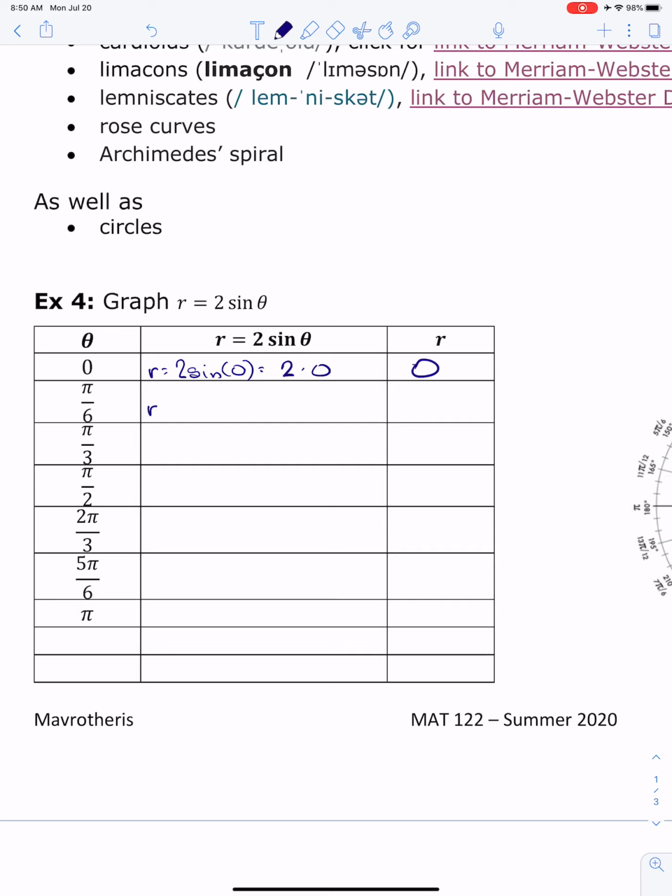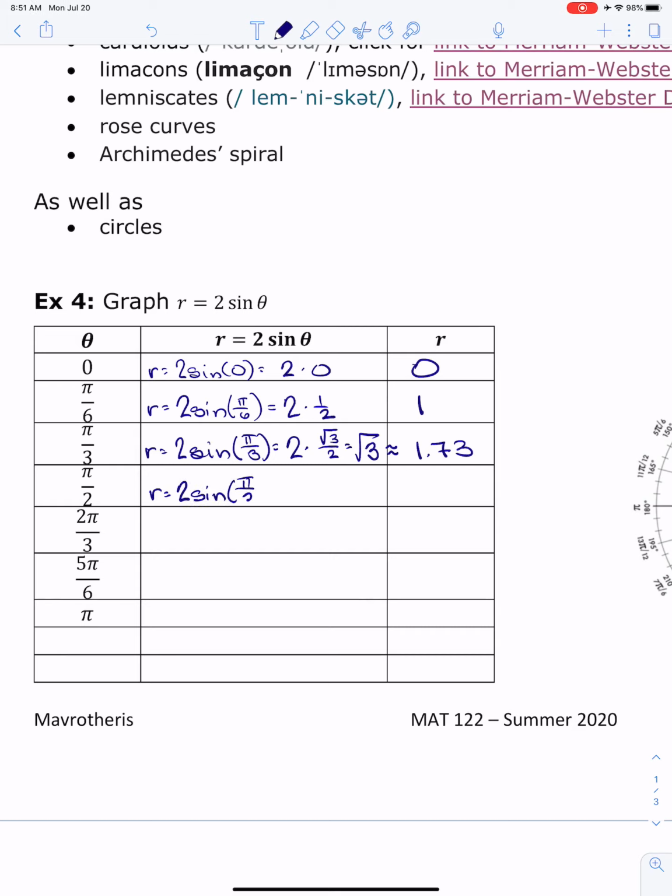When theta is pi over 6, I got 2 times the sine of pi over 6. Sine of pi over 6 is 1/2. So when theta equals pi over 6, r is 1. r equals 2 times the sine of pi over 3. The sine of pi over 3 is square root of 3 over 2. So we get square root of 3 here, which is roughly, we're going to approximate 1.73 for the sake of graphing.